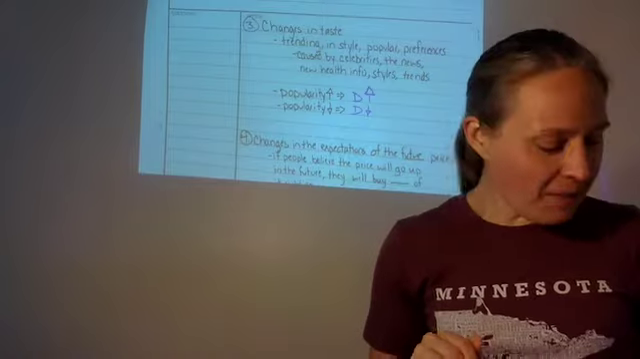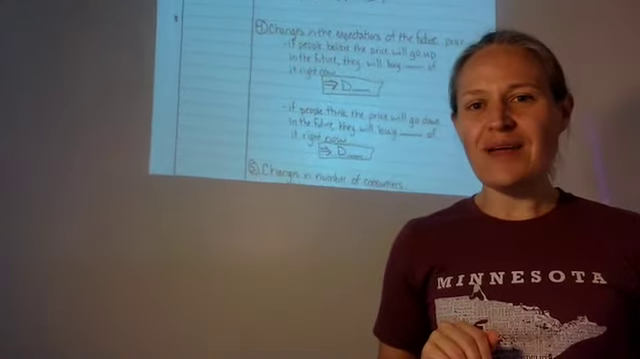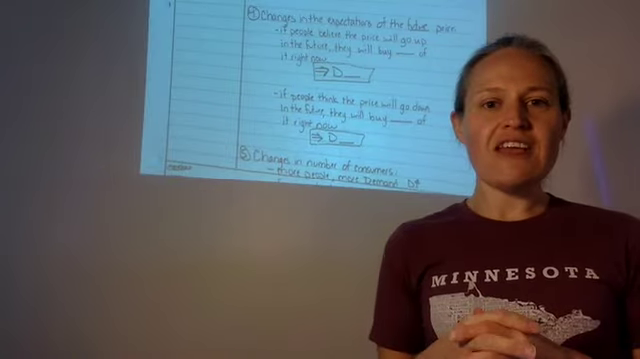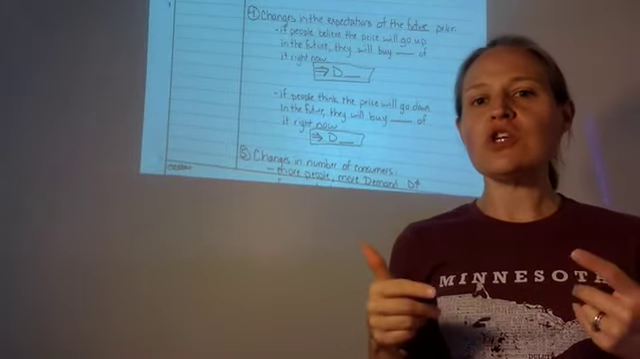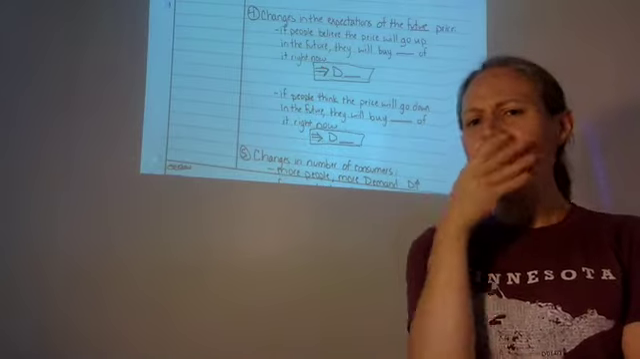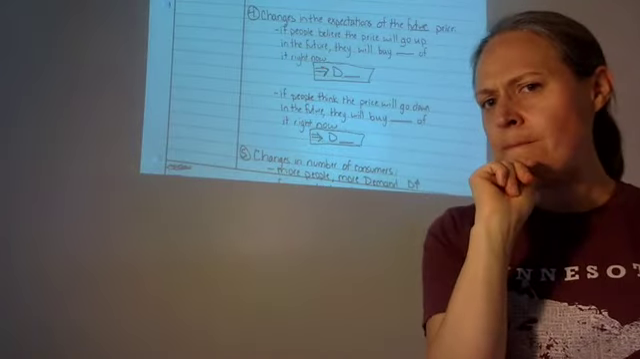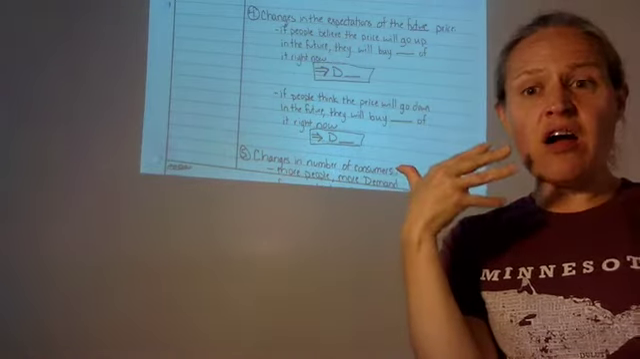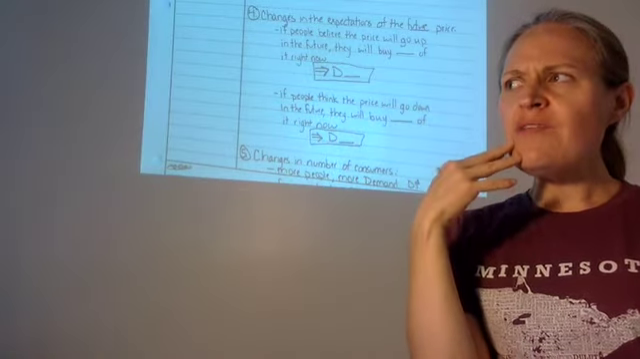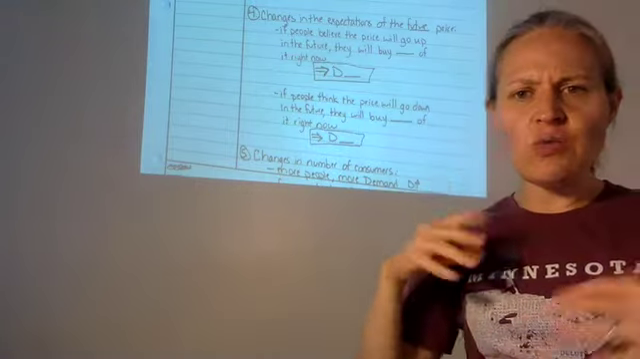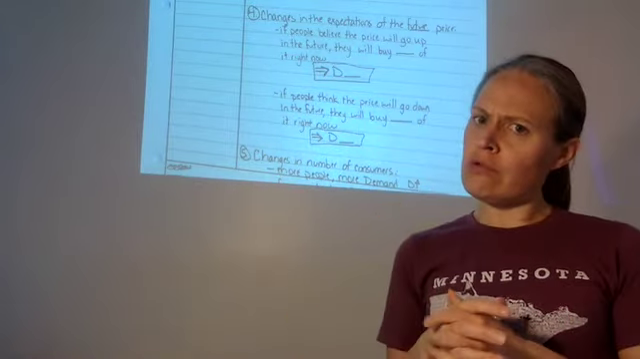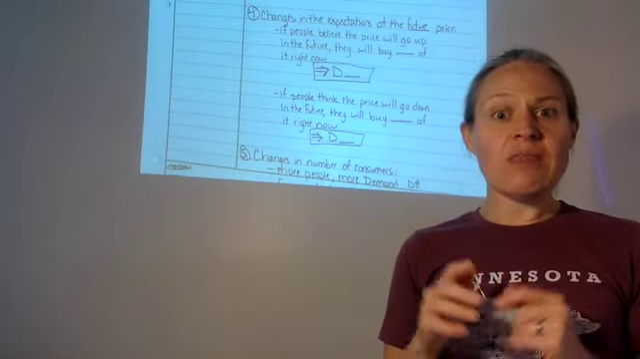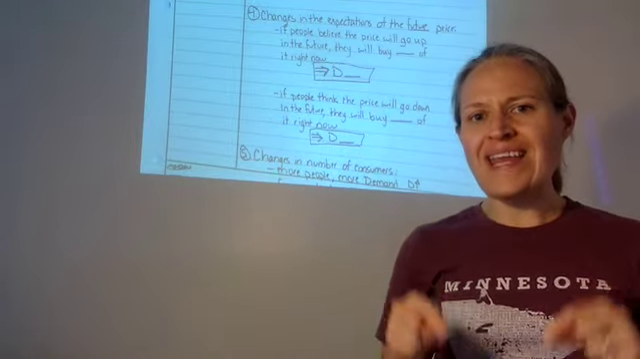All right. Number 4, changes in the expectation of the future price of the good. So it says, if people believe the price will go up in the future, they will buy blank of it right now. Now, this often deals with bigger ticket items like houses and cars. So if you think the price is going to go up, let's say you read an article like, oh, the price of those is going to go up, so I better get mine now, then what will happen to the demand for it right now?